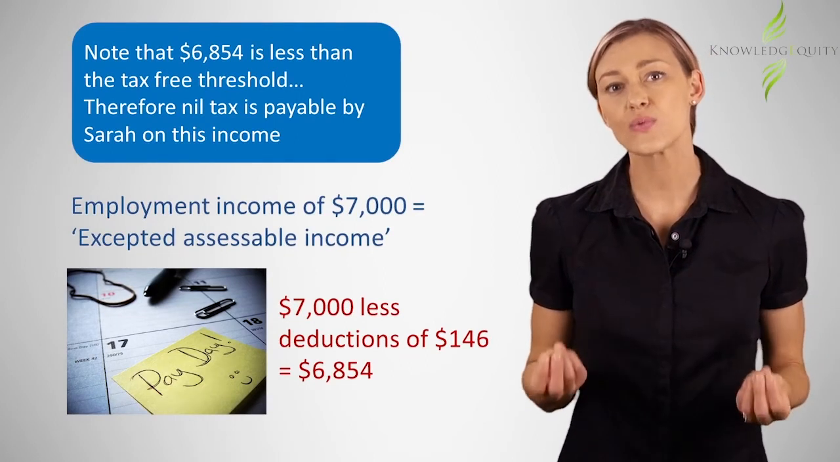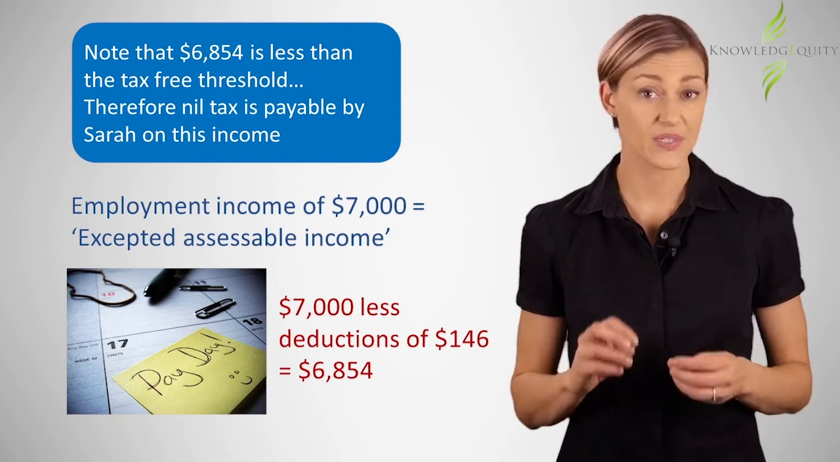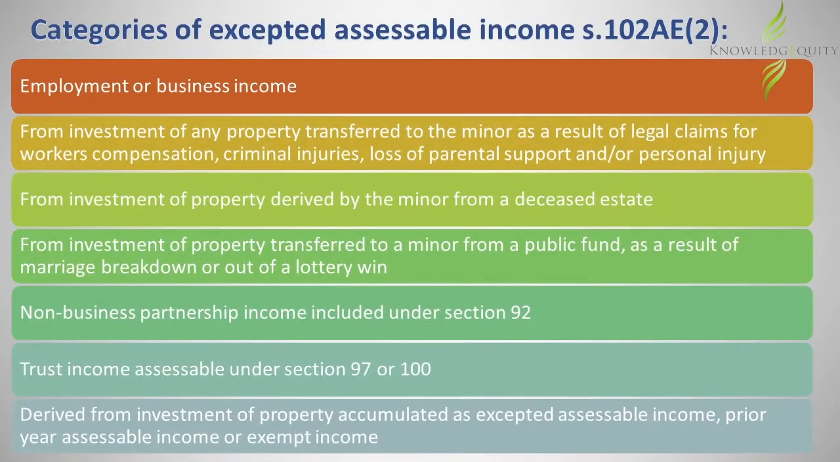Broadly, in accordance with Section 102AE, subsection 2, there are 7 categories of accepted assessable income, including employment or business income, investment income from certain types of property, non-business partnership income, and trust income assessable under Section 97 or 100.